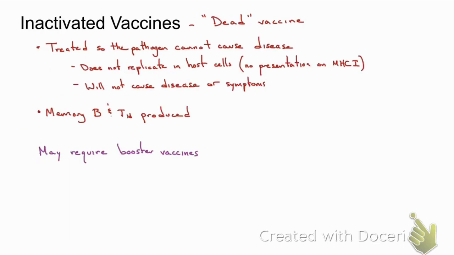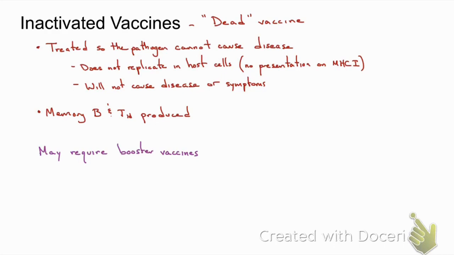Now, on the other hand, inactivated vaccines, or what we sometimes call dead vaccines, are safer. These are treated forms of pathogen that can no longer cause disease. Treatment can involve heat or some sort of chemical treatment, like the use of formaldehyde to prevent proteins from functioning anymore. The downside of these inactivated vaccines, and you could view this as an upside as well, I suppose, is that they don't replicate in the host, and they don't cause disease or symptoms. And so these ones would be safe to use in an immunocompromised individual.